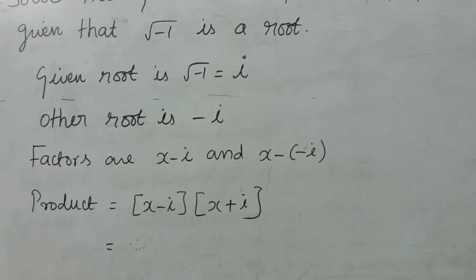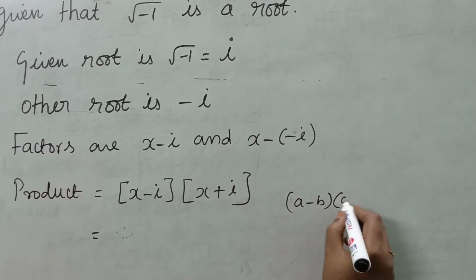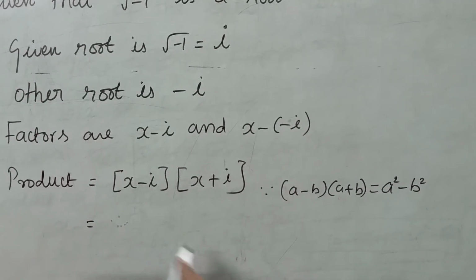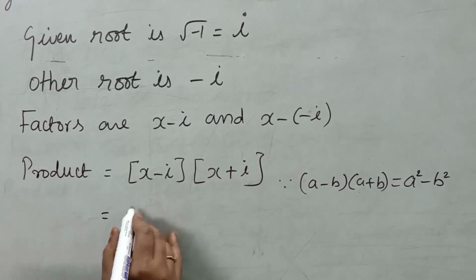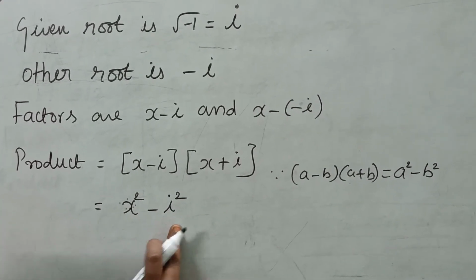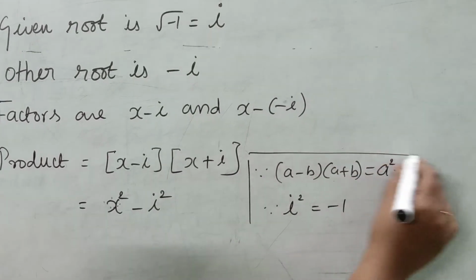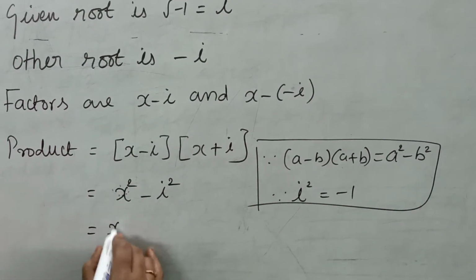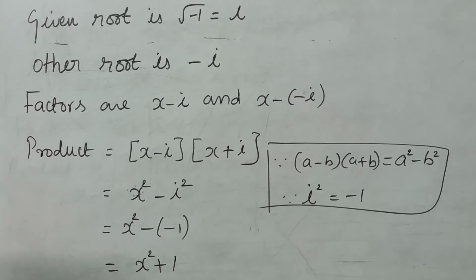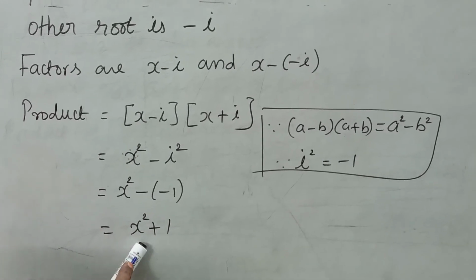Applying the formula a minus b and a plus b, which is equal to a square minus b square. My a is x and b equal to I. X square minus I square. We know the value of I square is minus 1. Therefore, I am substituting here x square minus of minus 1, which is equal to x square plus 1, which is the divisor. We are going to divide this polynomial by the given polynomial.